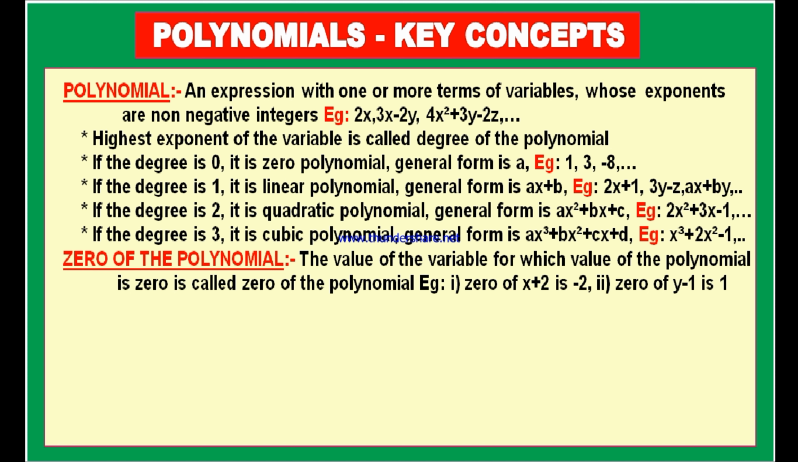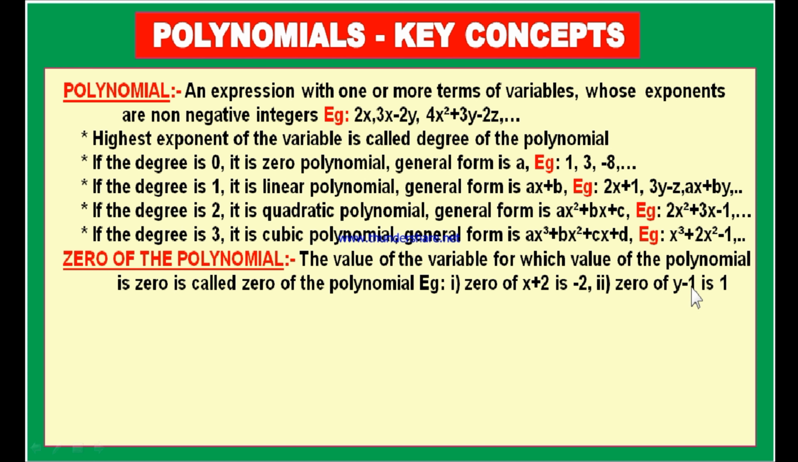Is it clear now? Can you differentiate between zero of the polynomial and zero polynomial? Zero polynomial means a constant number. If the degree is 0, it is called zero polynomial. Now zero of the polynomial means the value of the variable for which the total polynomial becomes 0.